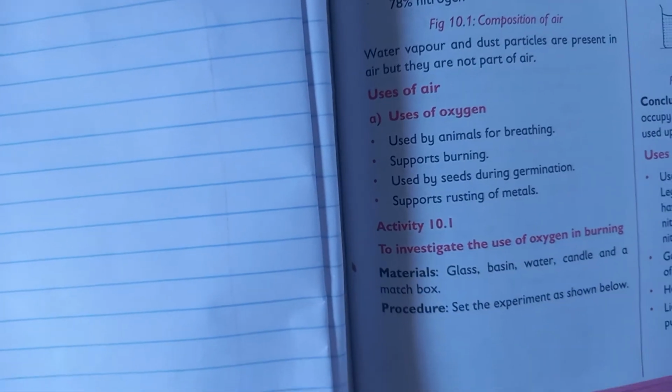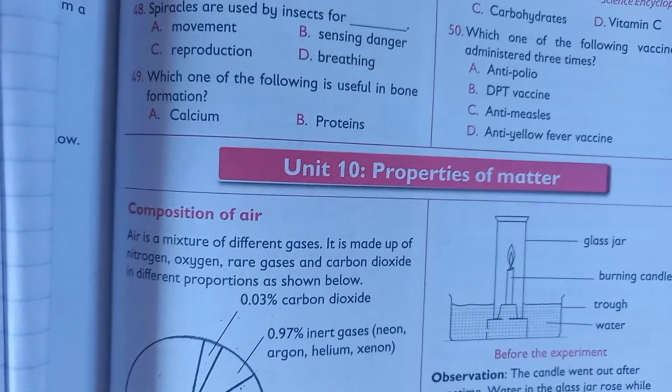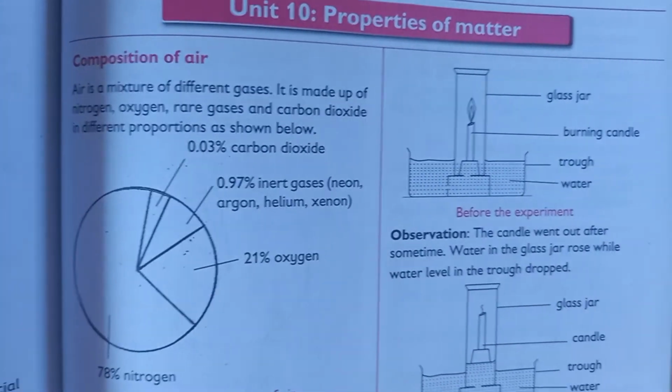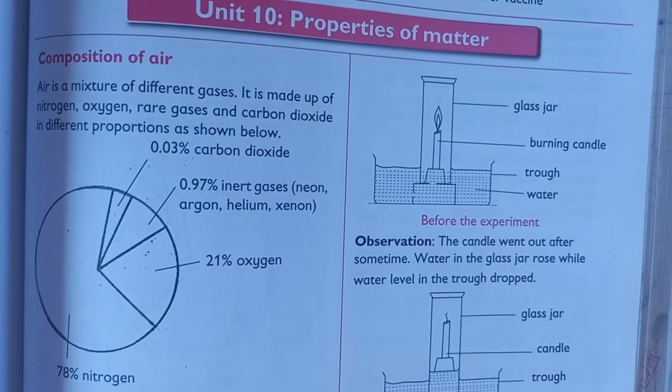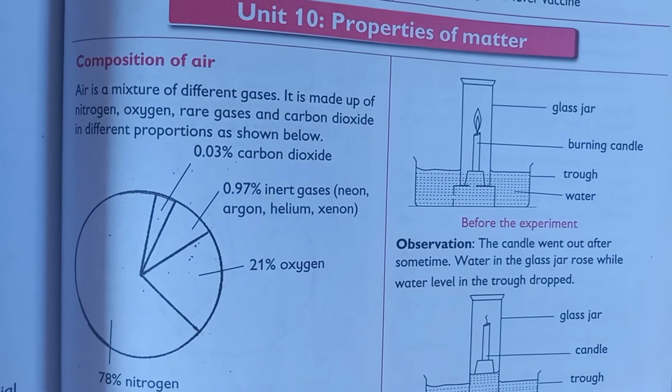There are some experiments that we can carry out to show that oxygen is used, especially in burning. You require the following materials: a glass jar, a basin of water, a candle, and a matchbox. The procedure is as follows. Set the experiment as shown. You invert your glass jar, place a candle, light the candle, then let the candle continue burning.